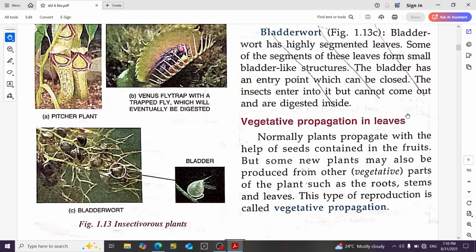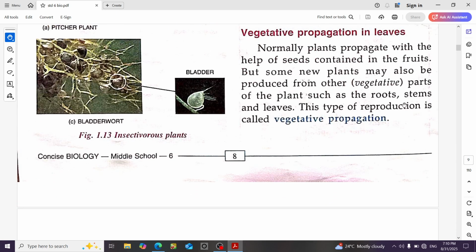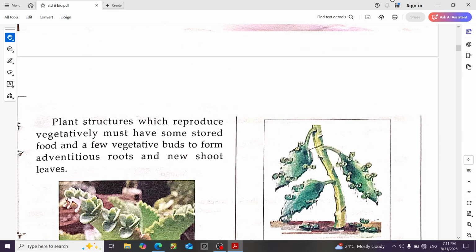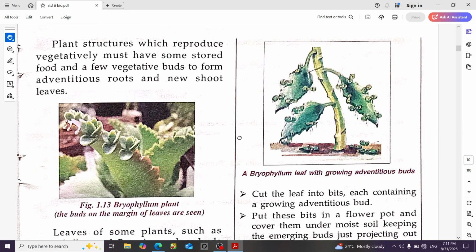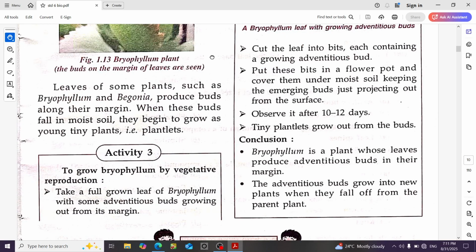Now, vegetative propagation. Normally, plants propagate with the help of seeds contained in the fruits. But some new plants also reproduce vegetatively. Okay? So type of reproduction where seeds are not involved is called vegetative propagation. So here some examples are there. So bryophyllum, the buds on the margin of the leaves are seen. Plant structures which reproduce vegetatively must store some food, and the root and shoot grow from them.